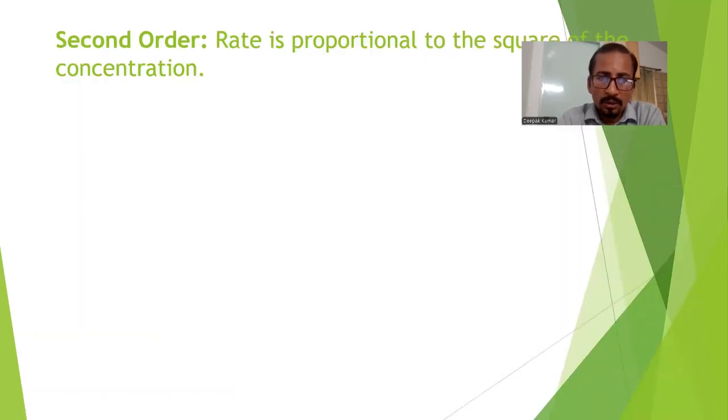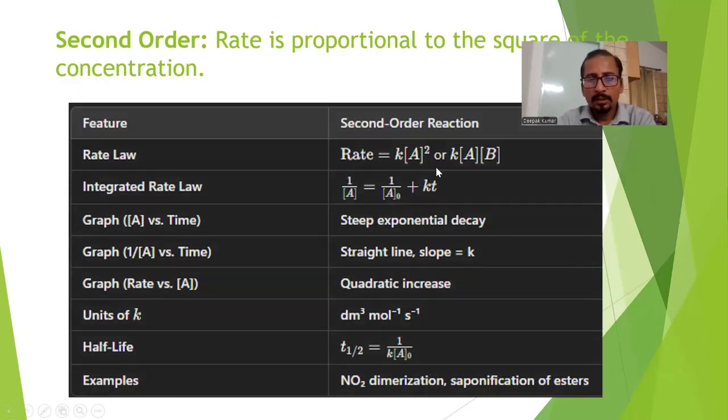Next is second order kinetics, which indicates that the rate depends on the square of the molar concentration term of the reactant. The integrated rate law is given as 1 by A is equal to 1 by A naught plus kt. Three graphs again will be drawn. The unit of k becomes dm^3 mol^-1 s^-1. The half-life is inversely proportional to the initial concentration. Examples are NO2 dimerization and saponification of ester. There are many more examples as well.